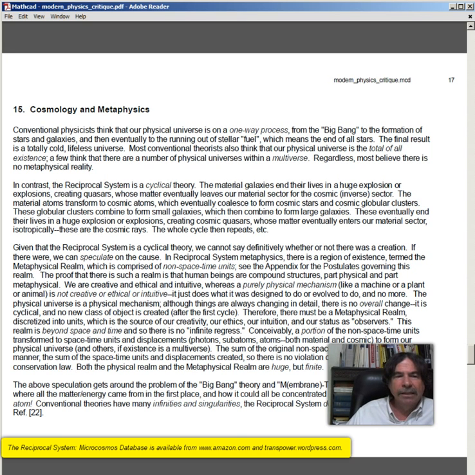The above speculation gets around the problem of the Big Bang theory and the M, or membrane theory, which has to explain where all the matter energy came from in the first place, and how it could all be concentrated into a point smaller than an atom. Conventional theories have many infinities and singularities. The reciprocal system does not. See reference 9 and reference 22.